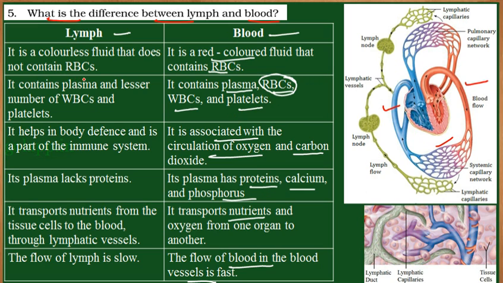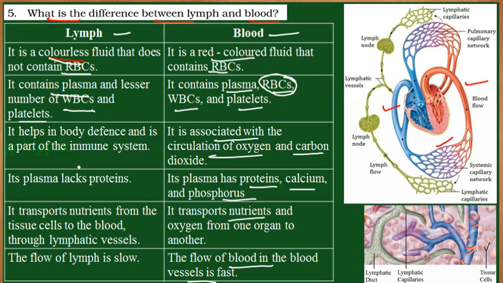Now let us see the characteristics of lymph. Lymph, unlike blood, is not red in color, it is colorless because it does not contain RBC. The blood is red because it contains RBC, whereas lymph is colorless because it is completely devoid of RBC. It contains plasma. Along with that, it contains WBC and platelets, but the number of WBC and platelets is less when compared to the blood.